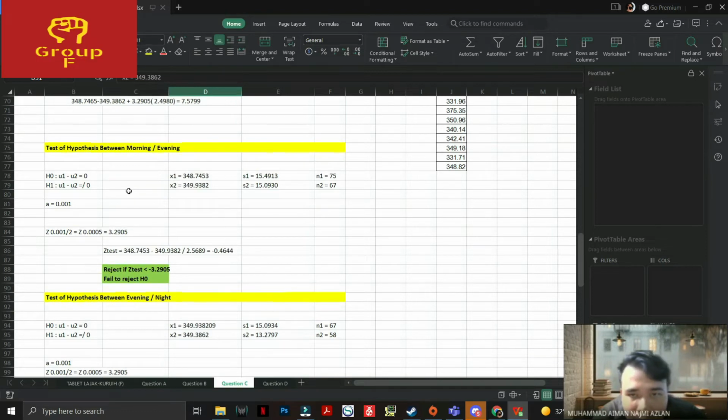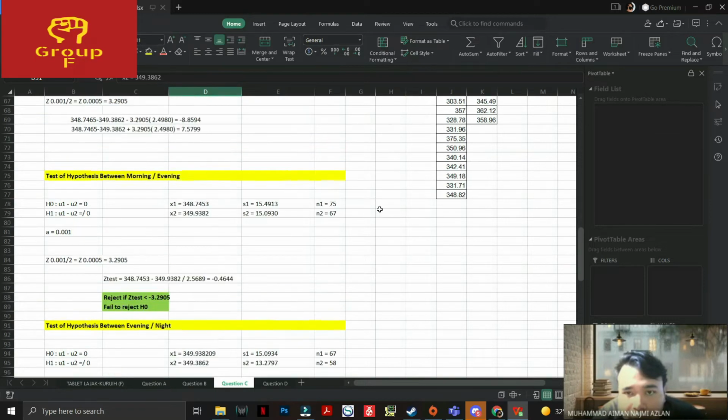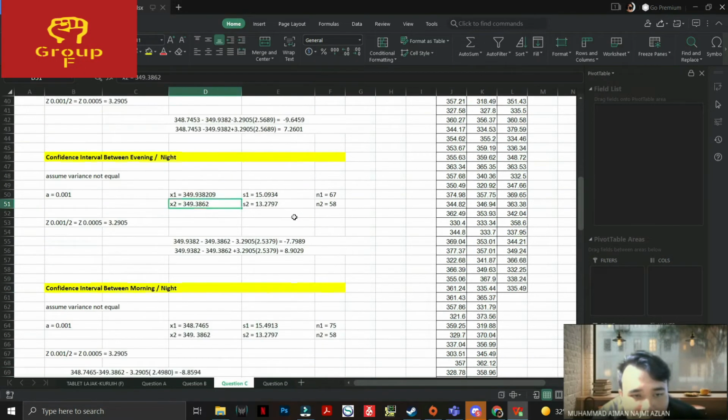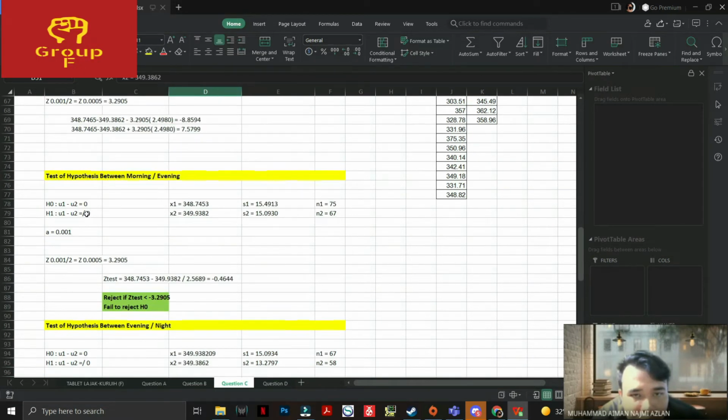So I get this x1, x2, s1, s2 and n1, n2, which are also from the pivot table. This value. And then as we can see in the test, this is our alpha. Then we use the calculation, and we get negative 0.4644.